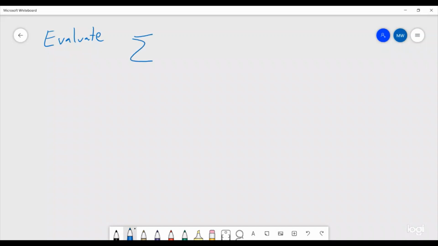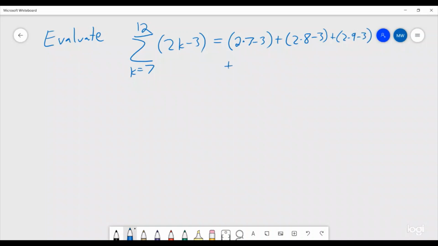Evaluate the sum from k equals 7 to 12 of 2k minus 3. So this is just going to be plugging in 7, 8, 9, 10, 11, and 12 and adding them up. So this will be 2 times 7 minus 3 plus 2 times 8 minus 3 plus 2 times 9 minus 3 plus 2 times 10 minus 3 plus 2 times 11 minus 3 plus 2 times 12 minus 3.